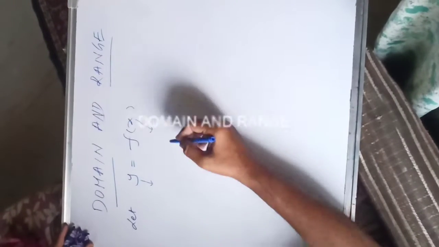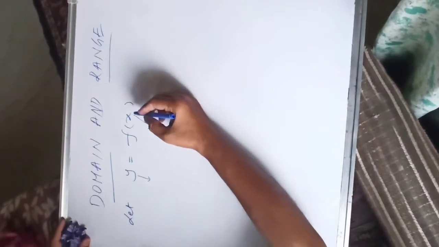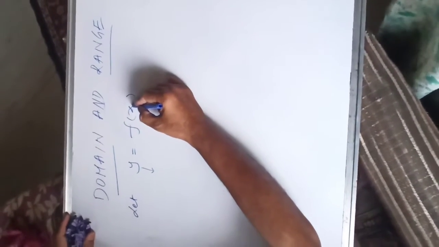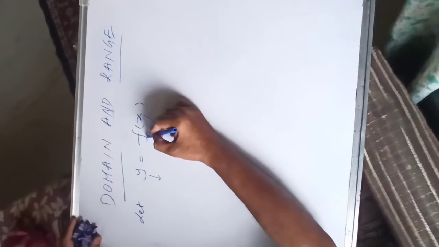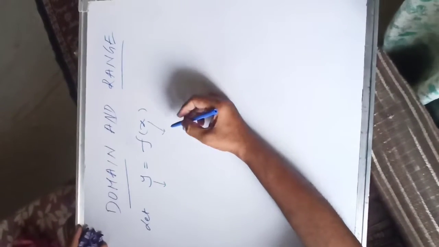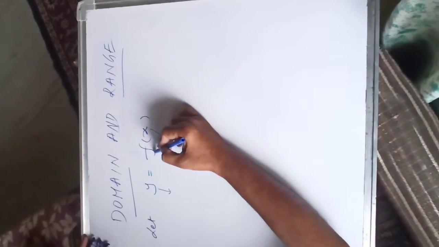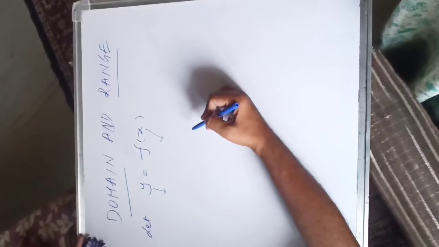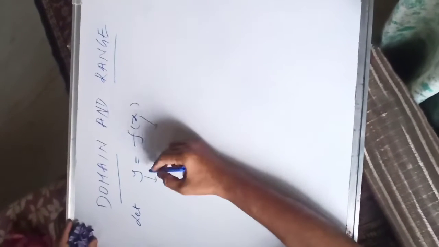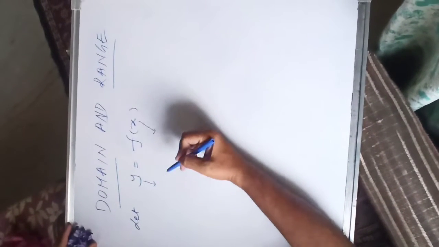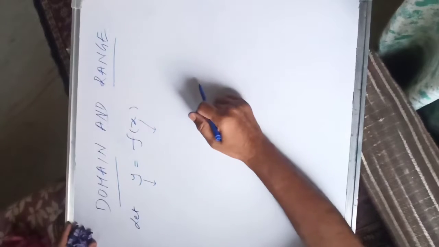And y. What are the values of this x and y? So x is the input value of f. X is the input value of f. Okay, and y is the output value of f.